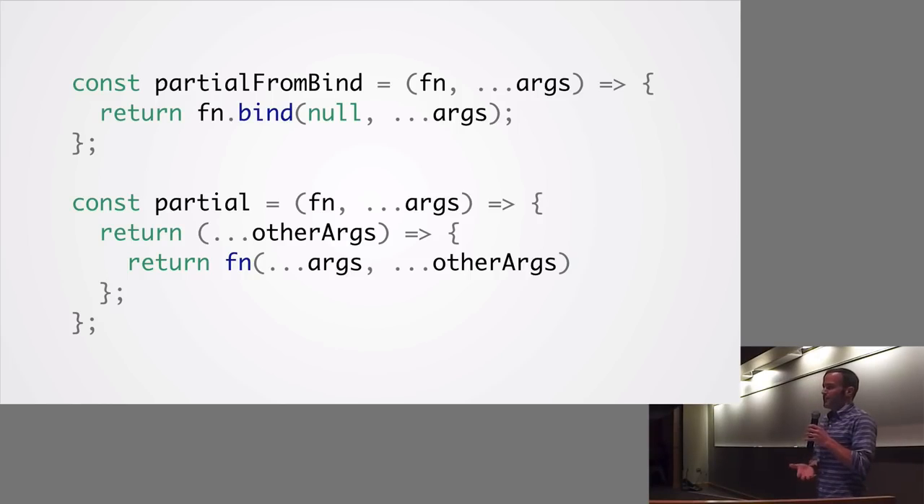So how would we implement this partial function that we keep talking about? Well, it's actually very simple to implement with ES6. And also, if you are a big Lodash or Underscore fan, partial is also available in those libraries if you don't want to implement it yourself. But we can take 2 different approaches to it.